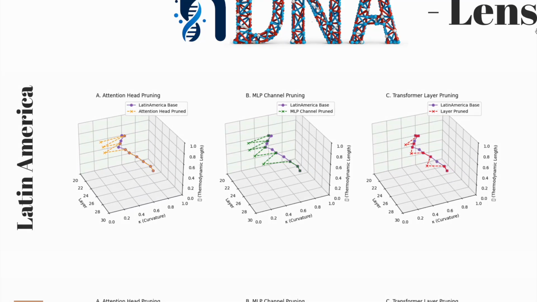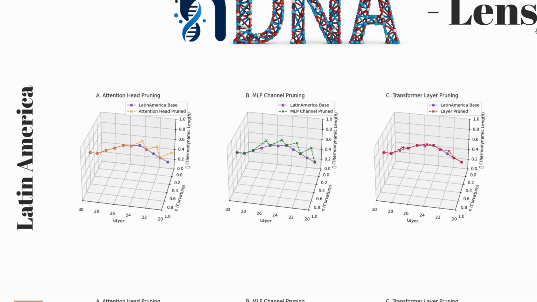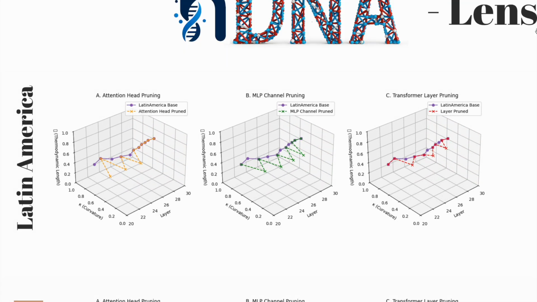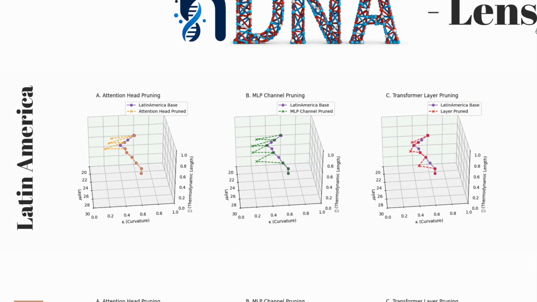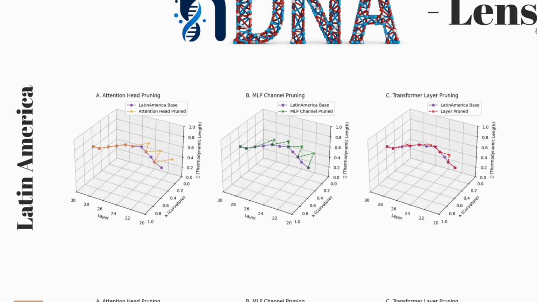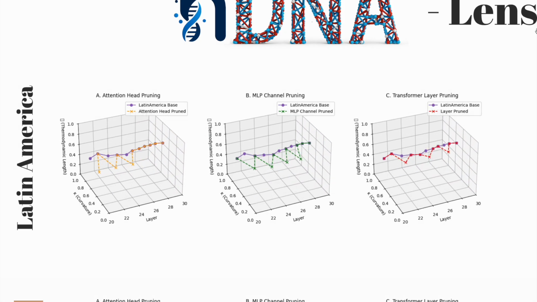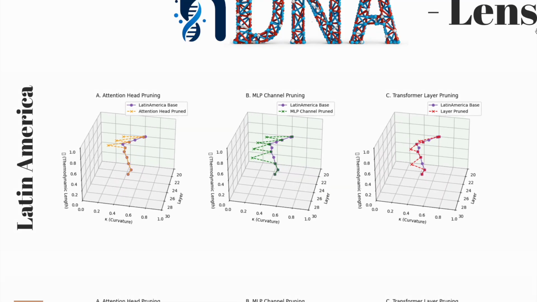MLP channel pruning in green. Dropping feed-forward channels thins the feature palette. The trajectory contracts steadily from ~22 to 29, yet curvature exhibits alternating ridges at 23, 25, 27, 29, suggesting residual pathways taking turns shouldering load. Translation: expressive color is lost. The model still lands the fact, but hedges, qualifiers, and cultural nuance are smoothed out.